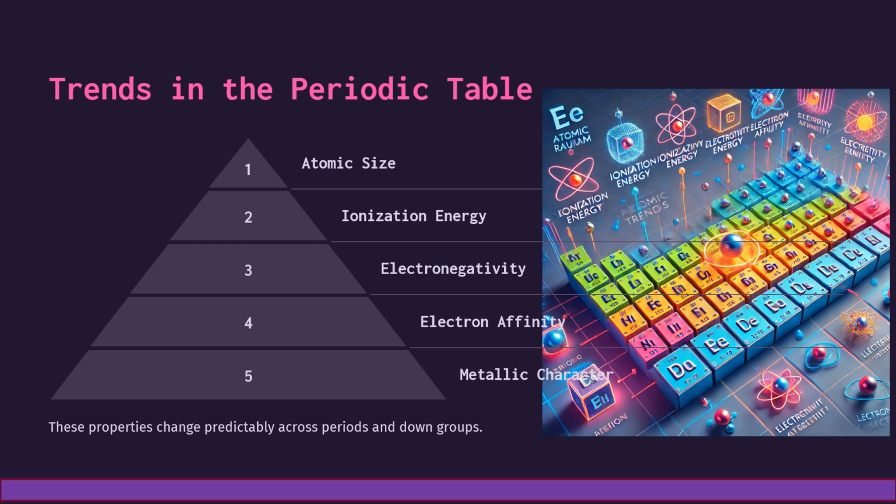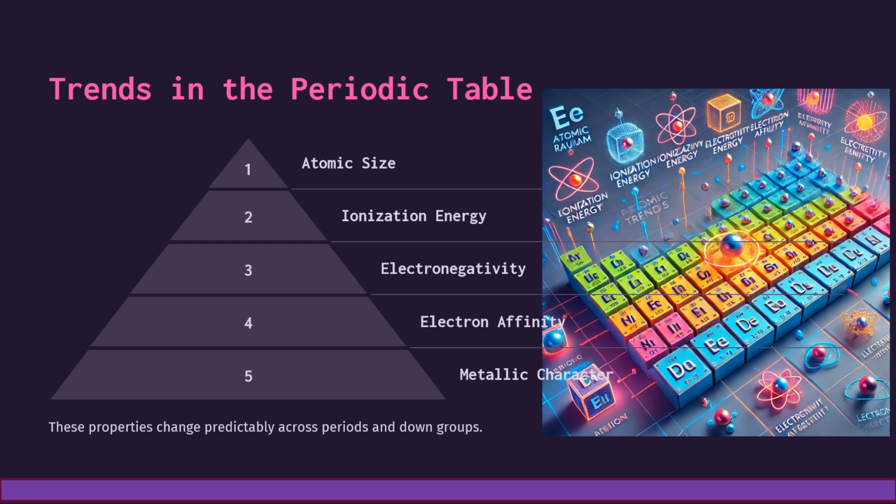Why do smaller atoms pack more punch when it comes to ionization energy? Let's find out. Ionization energy is the energy required to remove an electron. Across a period, it increases because smaller atoms hold onto their electrons tightly. Down a group, it decreases because larger atoms have weaker nuclear pull on their outer electrons. Can you guess which element requires the most energy to lose an electron? Drop your answers in the comments.